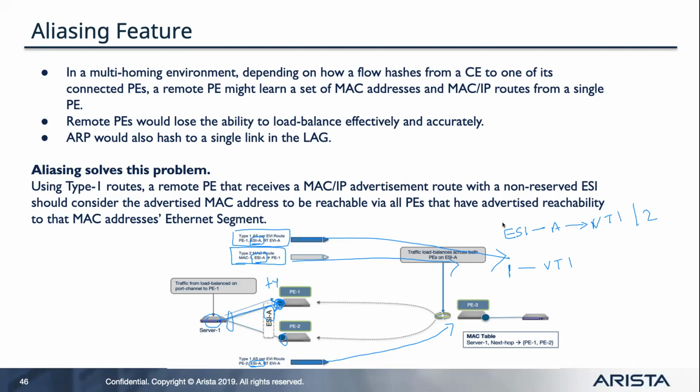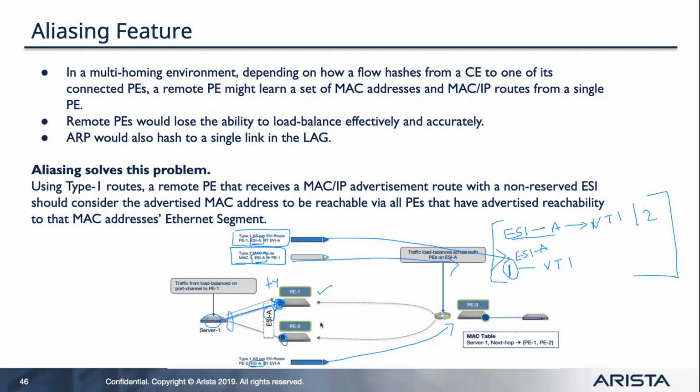So if you combine both of this information, and you also know that this MAC 1 is part of Ethernet segment A, that MAC you have learned is also associated with Ethernet segment A. If you combine both of these, PE3 will understand that to reach MAC 1, which is part of Ethernet segment A, and as per the other information I got, that Ethernet segment A is shared by both the VTAPs.